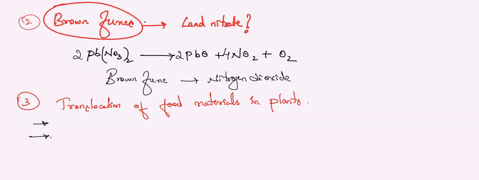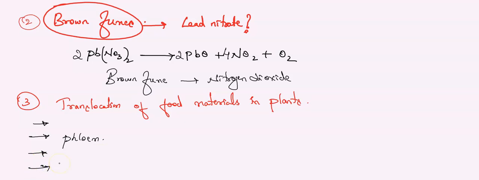Next point number 2. It occurs in phloem. Where will translocation occur? In phloem. It occurs in the phloem. And next point, the products of photosynthesis are transported from the leaves to all parts of the plant body.